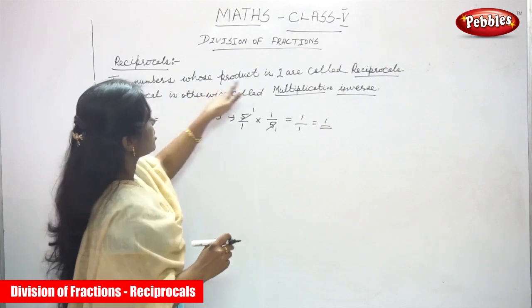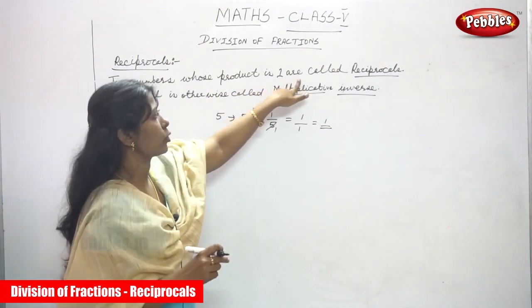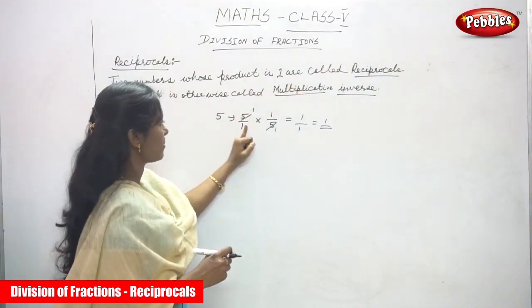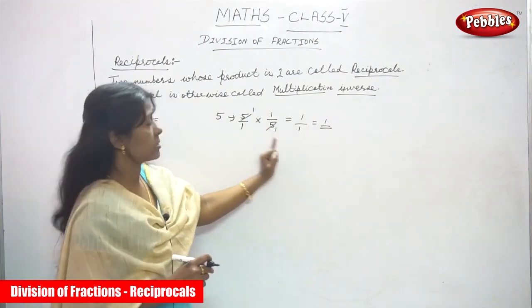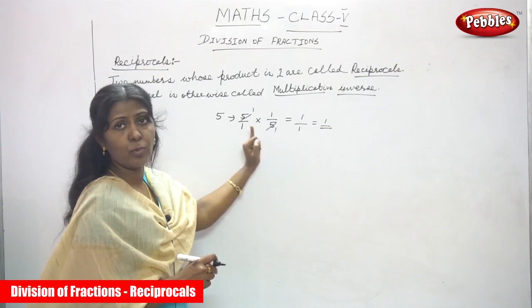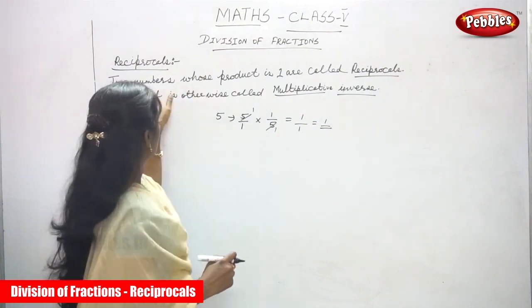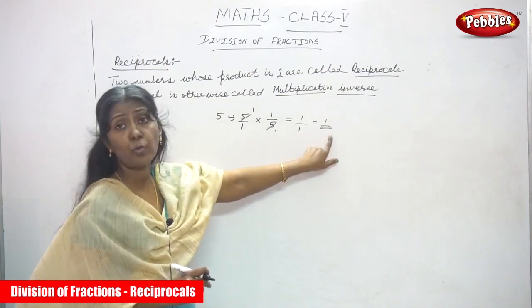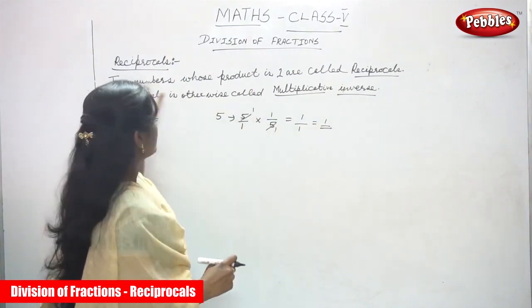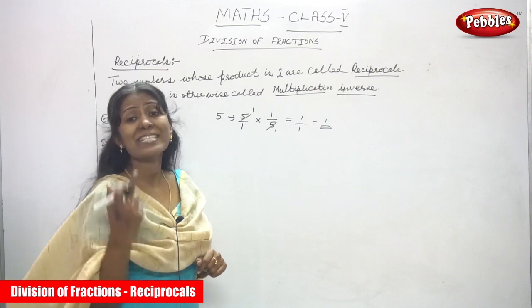So two numbers whose product is 1 are called reciprocals. This is one number, this is another number. This is one fraction, another one is a fraction. So one number and another number, one fraction and another fraction. Two numbers whose product I am going to multiply, the final answer I get is 1. So two numbers whose product is 1 are called reciprocals.